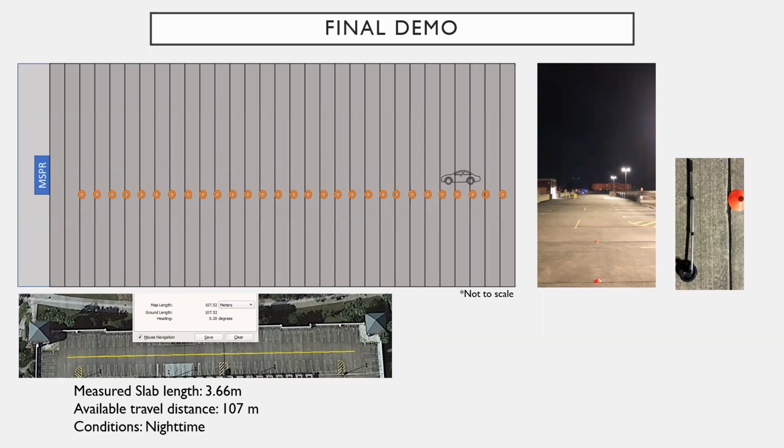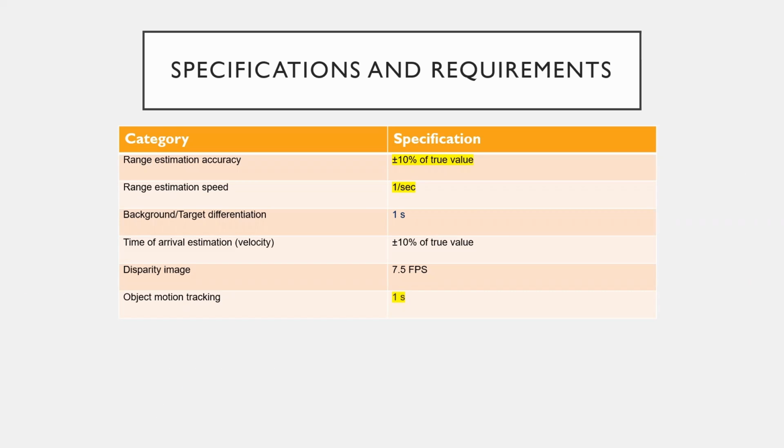For our final demonstration, we're going to be having a car going towards the camera as shown here in this diagram. We're going to be setting up cones, which you can see here in the picture on the right, and we're going to be measuring distances with a distance measuring wheel, and the total available distance we can travel is 107 meters. In this demonstration, we're going to be looking for these specifications and requirements.